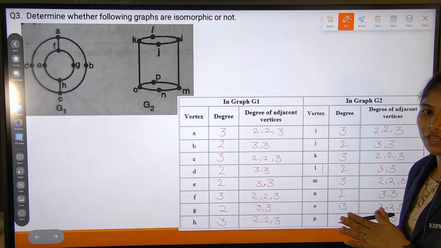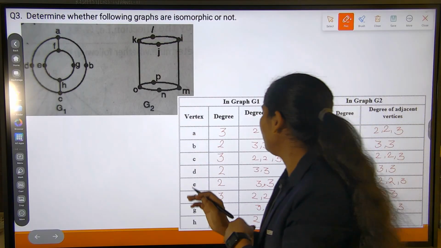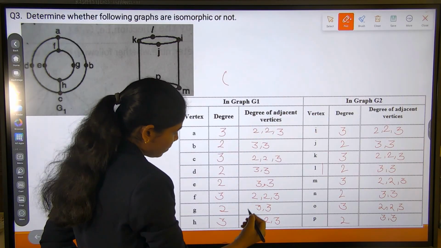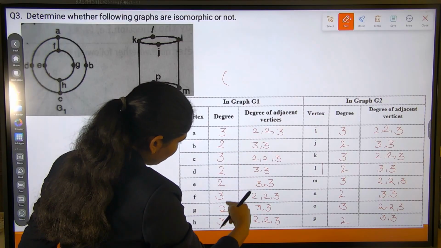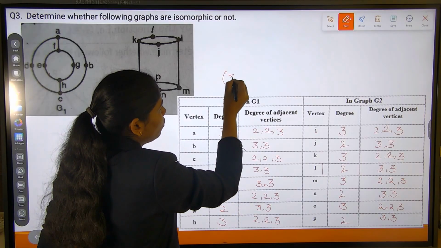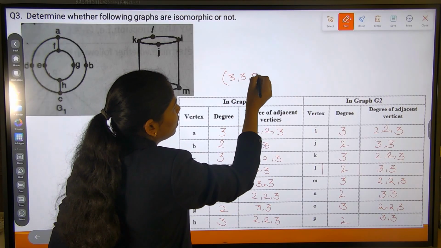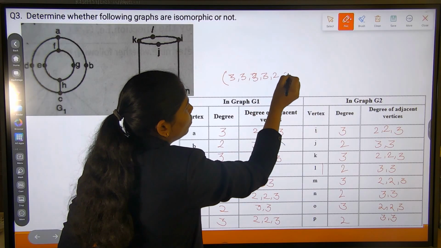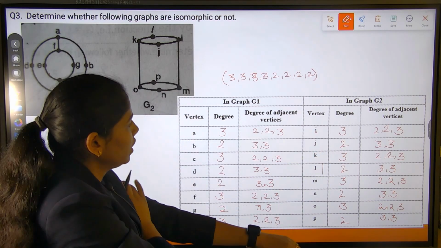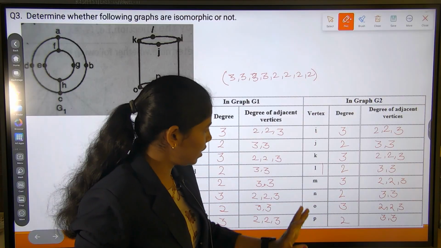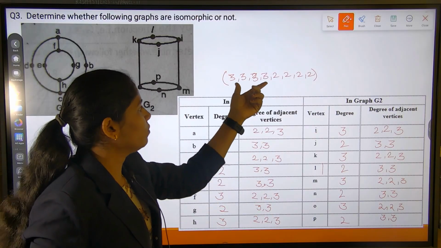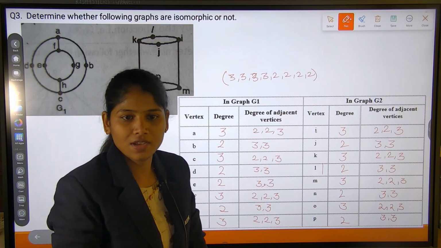So, first check the degree sequence. Write down the degree sequence of the first graph G1 in decreasing order. There are 4 vertices having degree 3 and 4 vertices having degree 2. So, 3, 3, 3, 3, 2, 2, 2, 2. Check for graph G2. Again there are 4 vertices having degree 3 and 4 vertices having degree 2. So, both graphs have the same degree sequence.